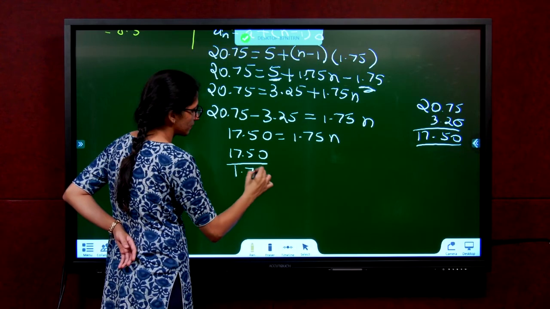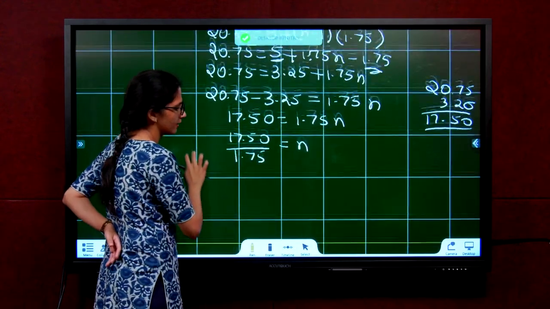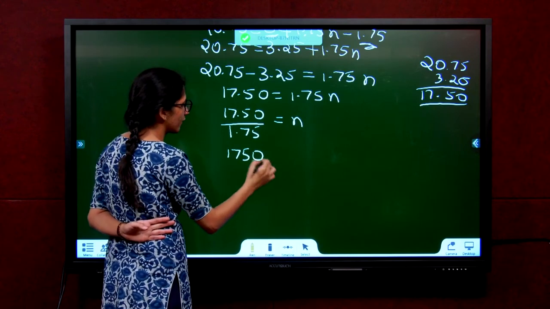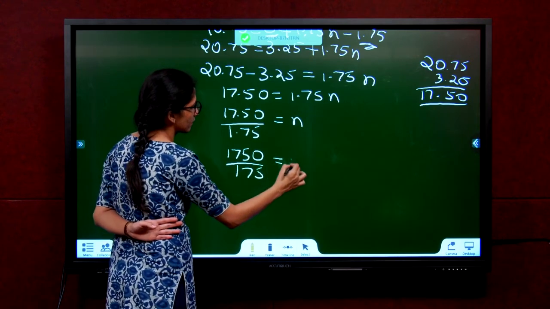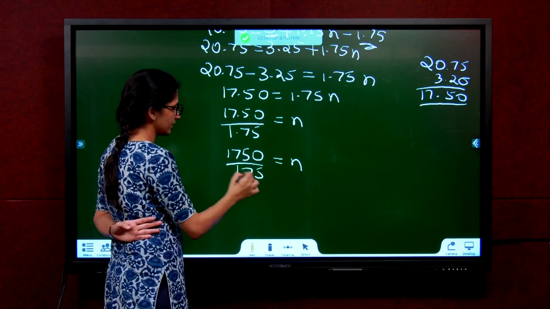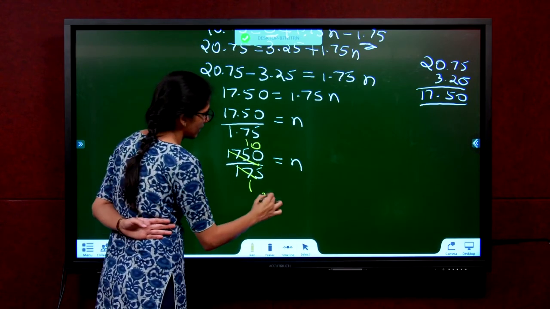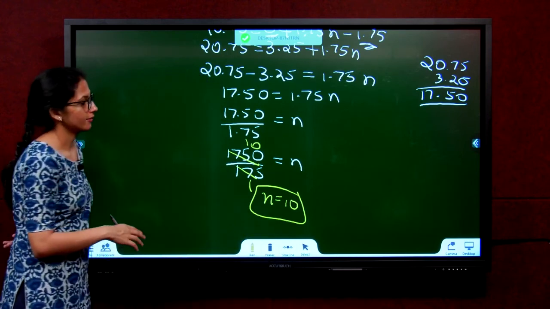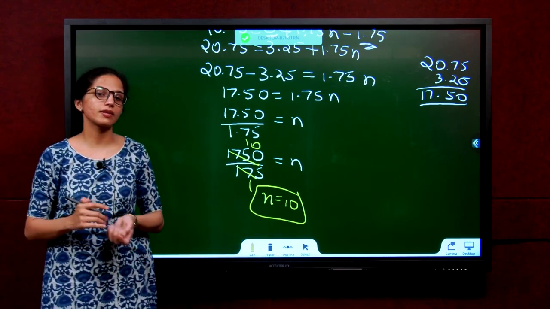17.50 divided by 1.75 is equal to N. Remove the decimal, multiply and divide with 100. So 1750 by 175 is equal to N. N is equal to 10. Therefore the answer is 10th week. In the 10th week she gets that much saving.